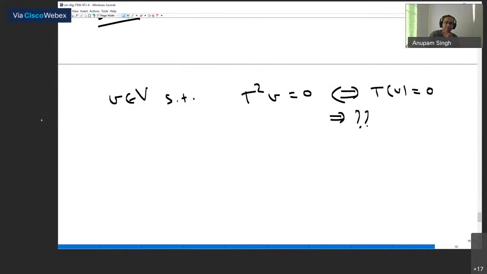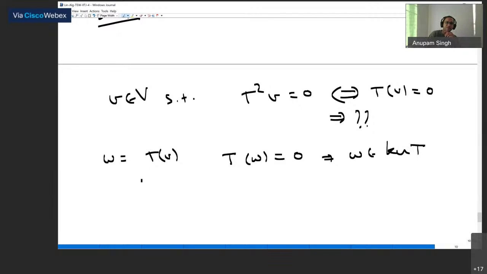So let's write W equal to T of V. If I write W equal to T of V, I see that T of W is 0. So this means W is in the kernel of T. And of course, W is T of V. So this implies that W is also in the image of T. But then if something is in the image of T and the kernel of T, we just proved that the intersection is 0. So that implies W is 0.